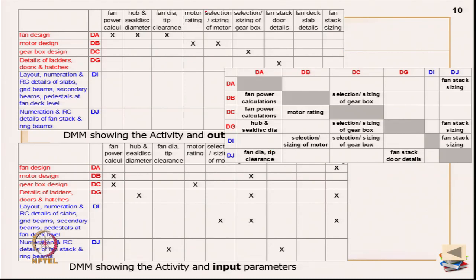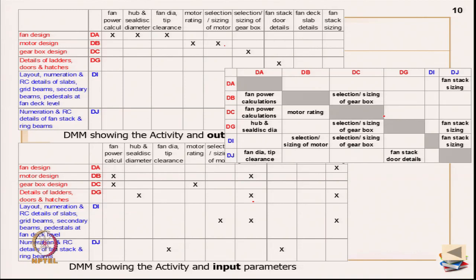Motor design releases motor rating, which is required for gearbox design, which is shown here. Now, motor design also releases selection and sizing of motor, which is required for activity DI, the layout, numeration and details. So, here you have written selection and sizing of motor. The gearbox design releases an output called selection and sizing of gearbox. The selection and sizing of gearbox is required for motor design, for details of ladders, doors and hatches, and also for layout, numeration. So, it is required for 3 activities: DB, DG and DI.